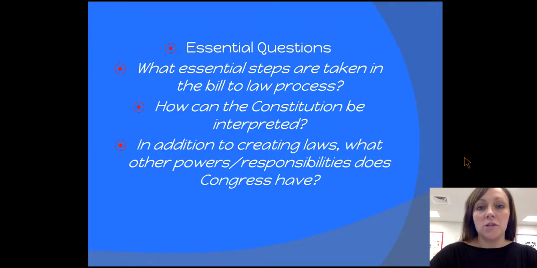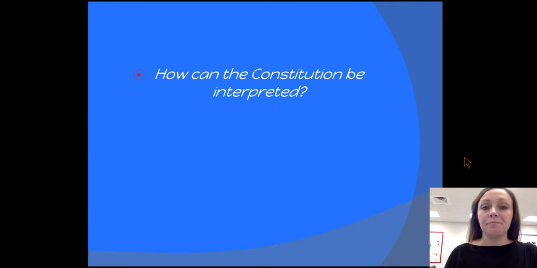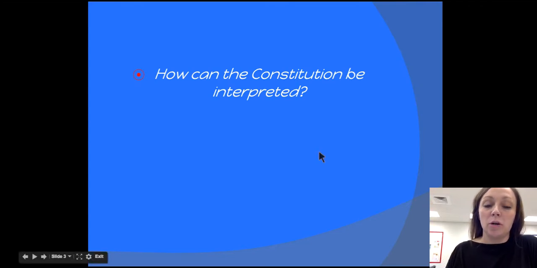All right, our essential questions that we want to cover in this unit are: what steps are taken in the bill to law process, how can the Constitution be interpreted, and in addition to creating laws, what other powers and responsibilities does Congress have? What we want to focus on today is how the Constitution can be interpreted, and then we're also going to look at some powers of Congress.